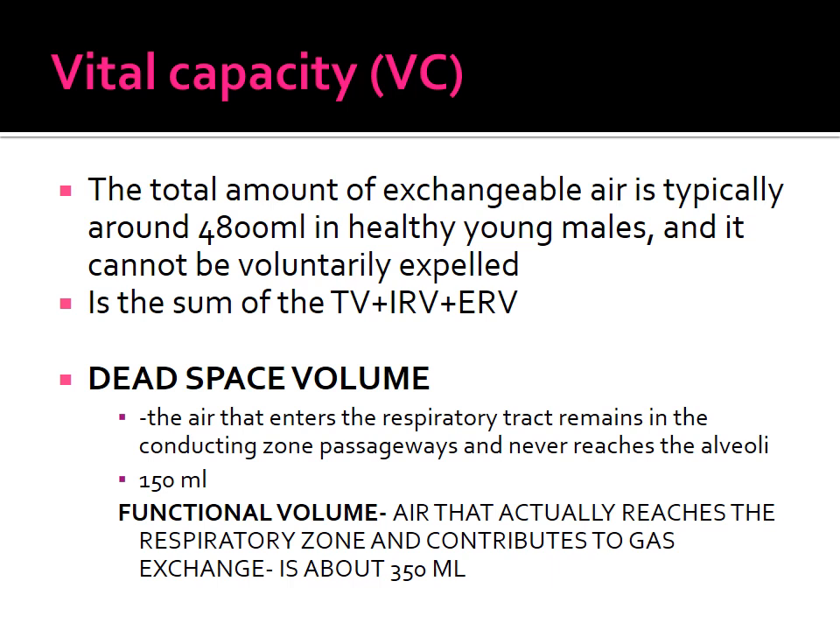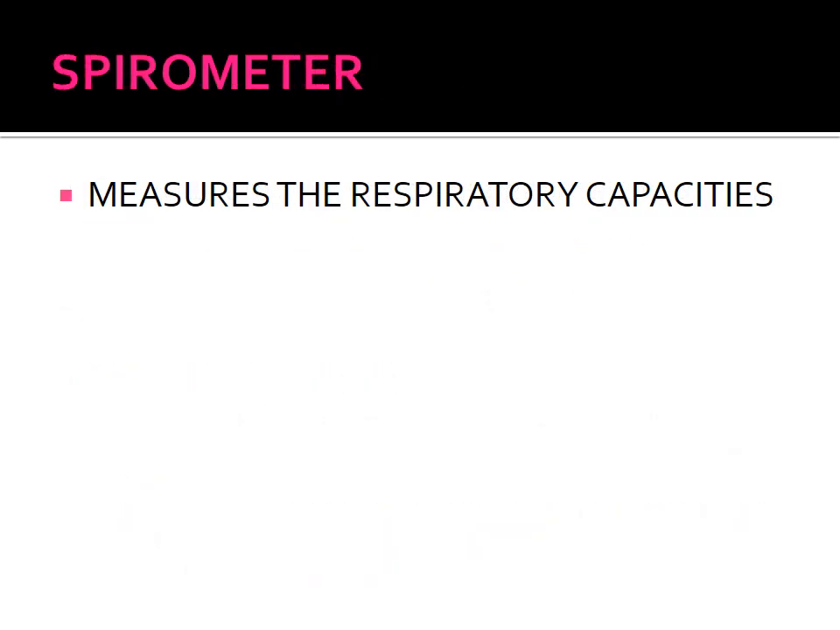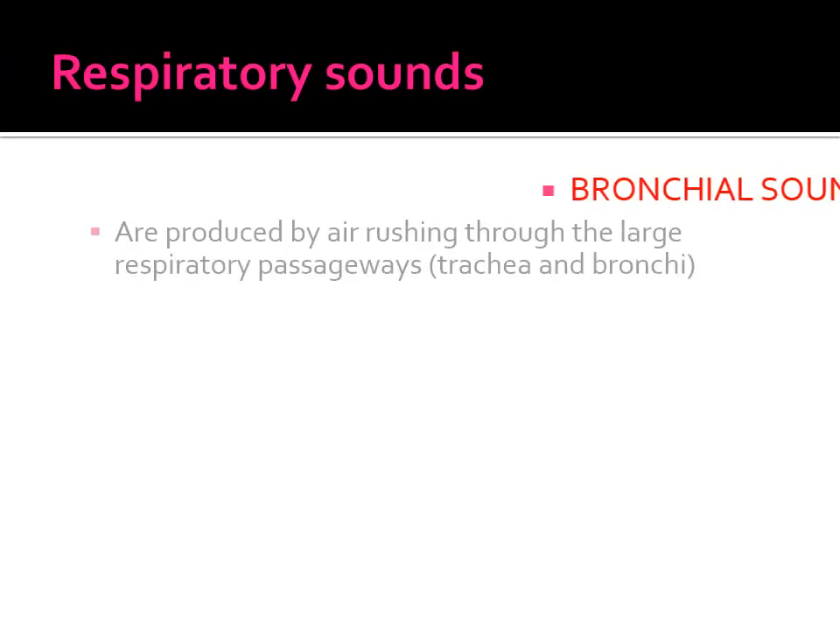Dead space volume is the air that enters the respiratory tract, remains in the conducting zone passageways, and never reaches the alveoli, that is 150 ml. Functional volume is the air that actually reaches the respiratory zone and contributes to gas exchange. It is about 350 ml. A spirometer measures the respiratory capacities.